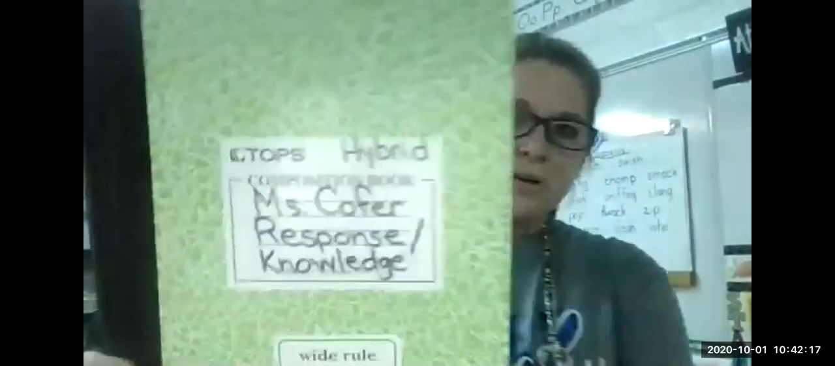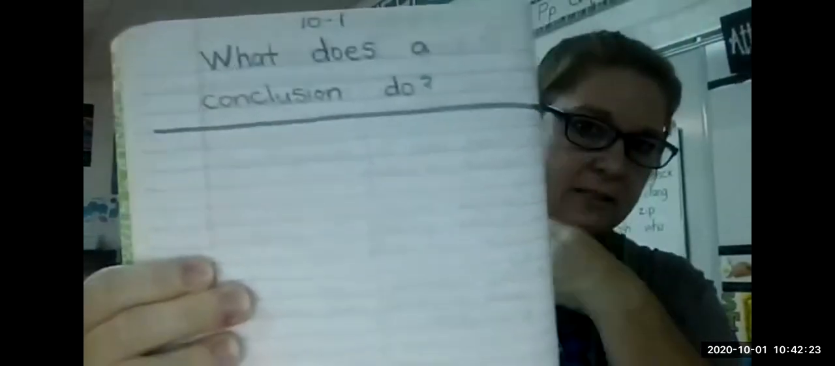Okay, so in your knowledge response journal on page 30, you're going to write, what does a conclusion do? Okay, so you're going to do that today. Let me show you first. Yesterday, I forgot to talk about this with you, but on page 29, it's on your Google Classroom assignment, I want to go over it with you.